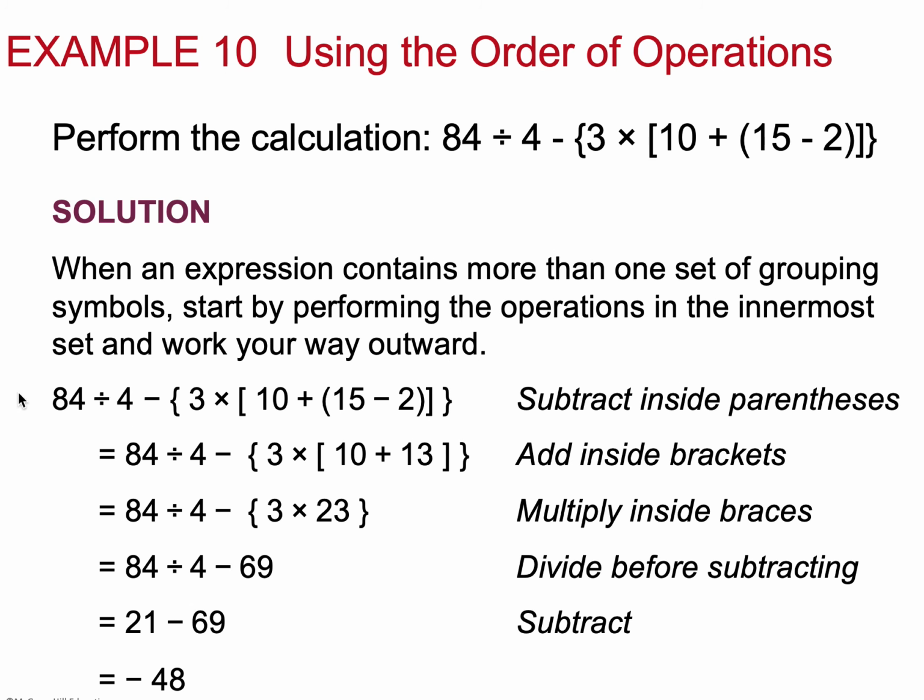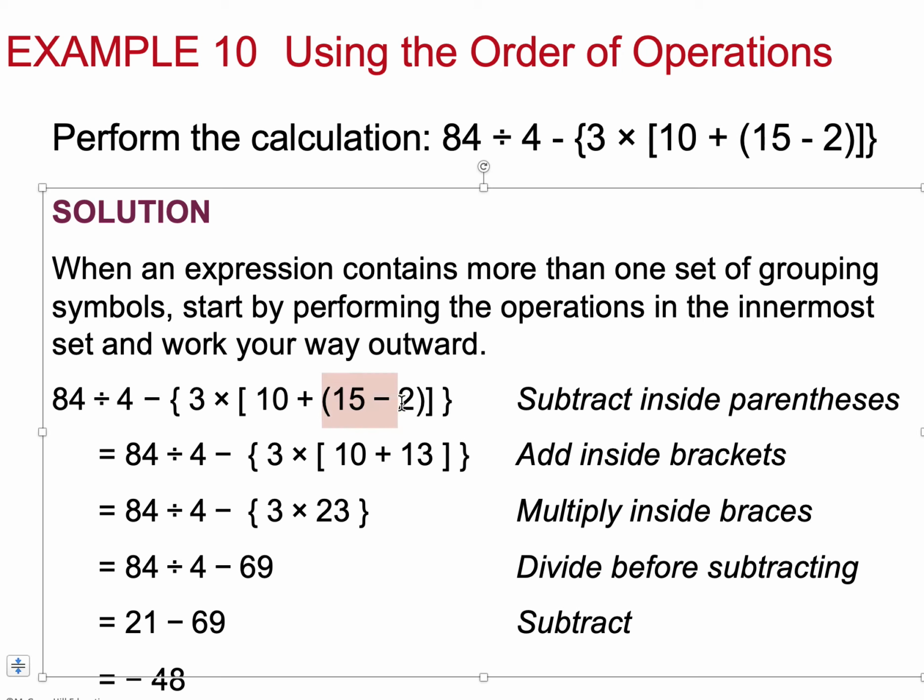This problem has even more going on. So with parentheses, we work from the inside out. So we have to do 15 minus 2 first. 15 minus 2 is 13. So then I have 10 plus 13 left. 10 plus 13 is 23. And then I have to do this bracket before I can touch this 84 divided by 4. So now I have 84 divided by 4, which is 21. 21 minus 69, which is negative 48. And that is the concept of order of operations.